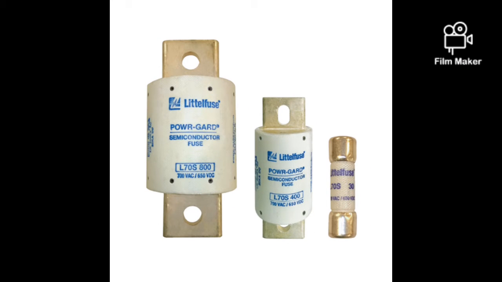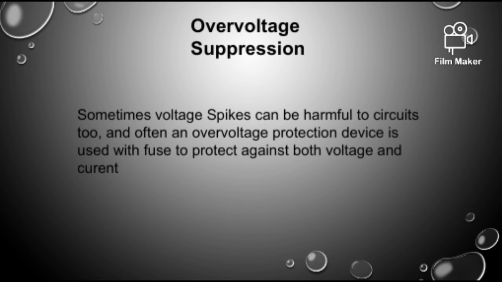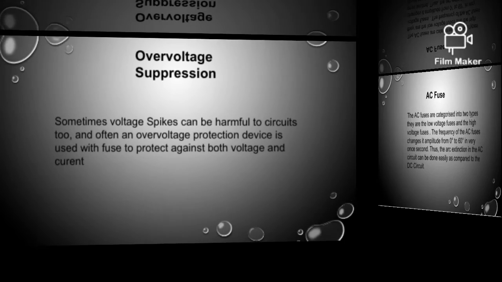Semiconductor fuses. The power dissipated by a semiconductor increases exponentially with current flow, and hence semiconductor fuses are used for ultrafast protection. These fuses are usually used to protect semiconductor switching devices that are sensitive to even small current spikes. Overvoltage suppression. Sometimes voltage spikes can be harmful to a circuit too, and often an overvoltage protection device is used with a fuse to protect against both voltage and current spikes.